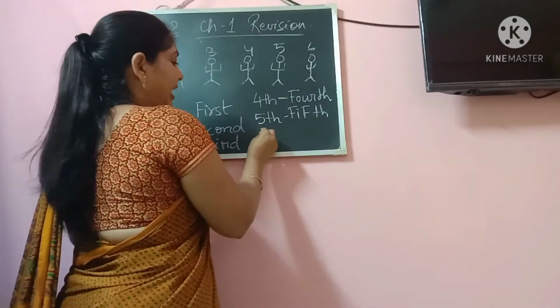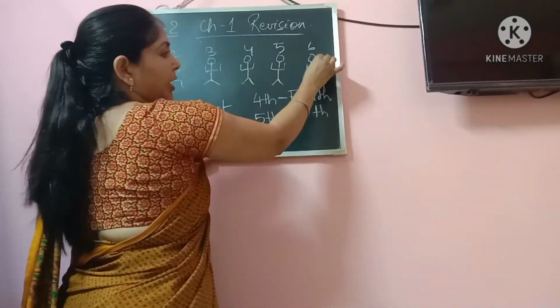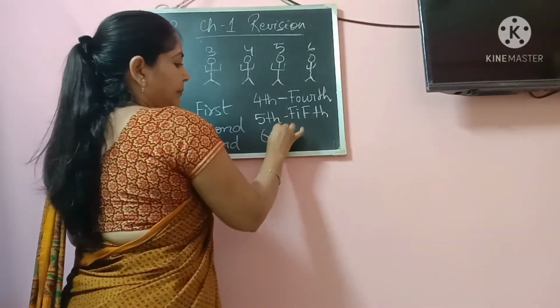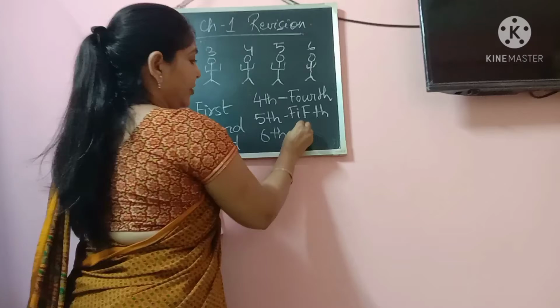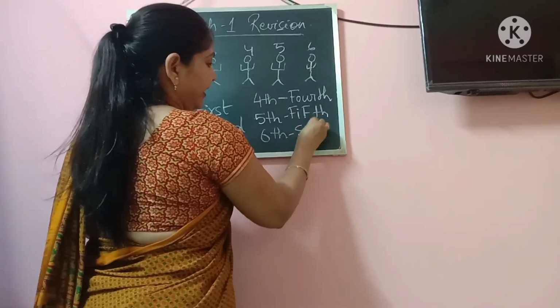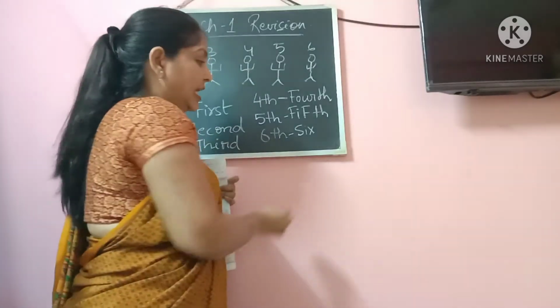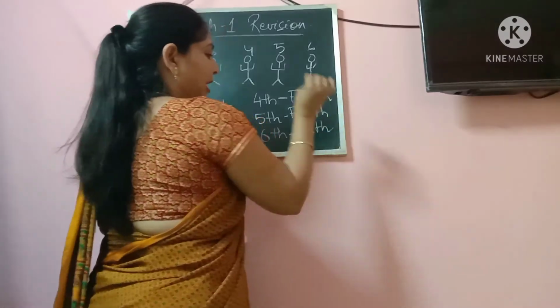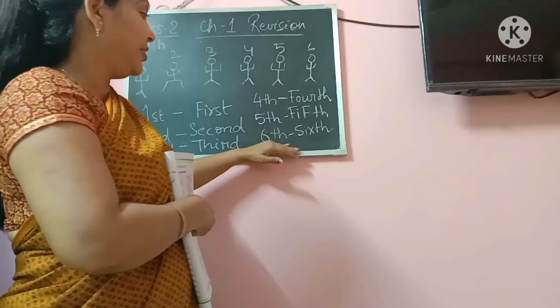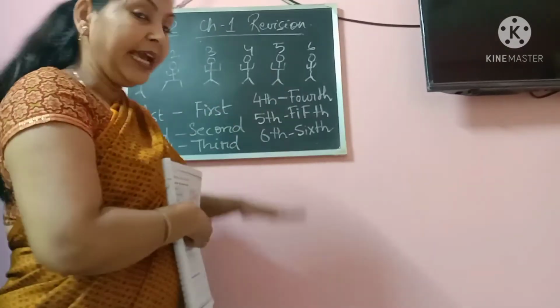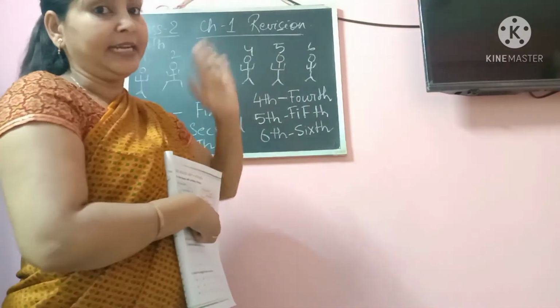Okay, then we have this boy in sixth position. In numbers we write 6TH, and in words we will write SIX, you know the spelling of 6, and then TH, like that. So till 10th, how do we write? After this we will write 7th, then 8th, then 9th and 10th.